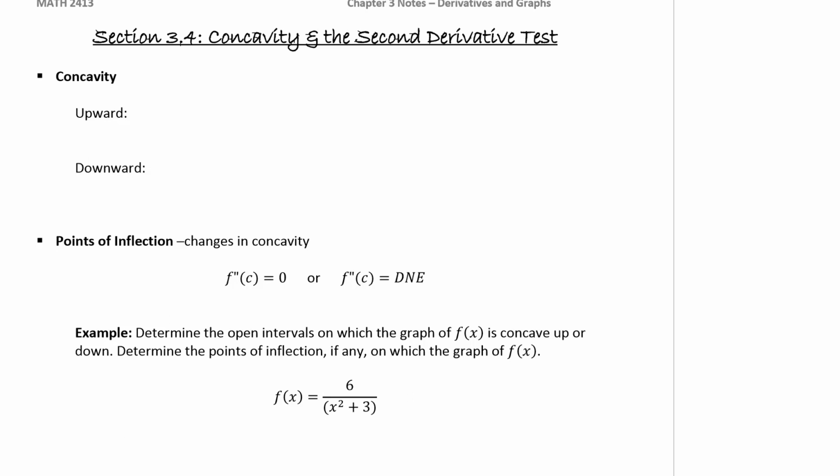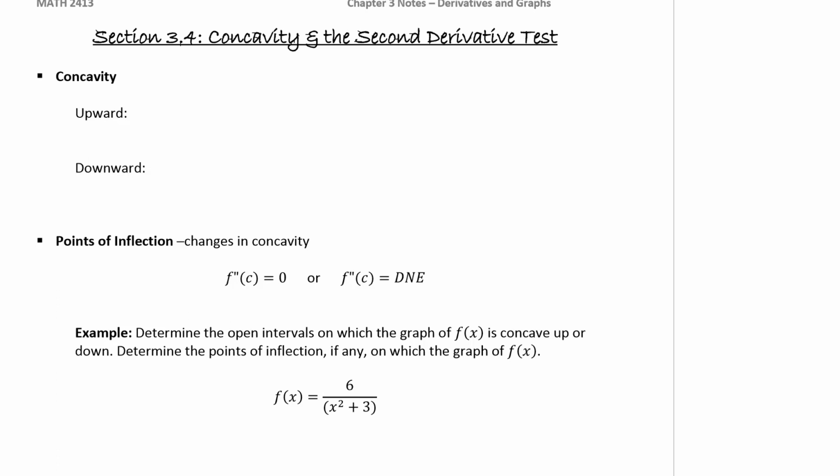In section 3.4, we're going to be looking at concavity and the second derivative test. Up until this point, we've only looked at the first derivative test and increasing and decreasing and critical values. Now we're exploring more into some other details of the graph and how those graphs are created.